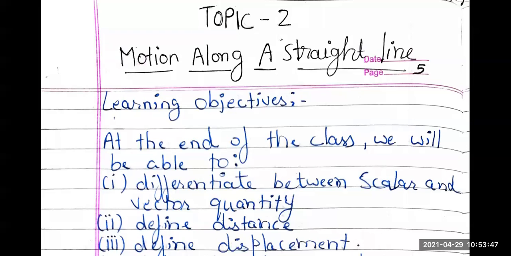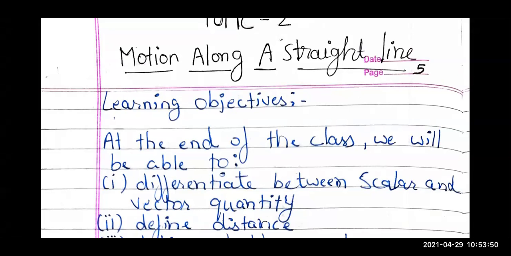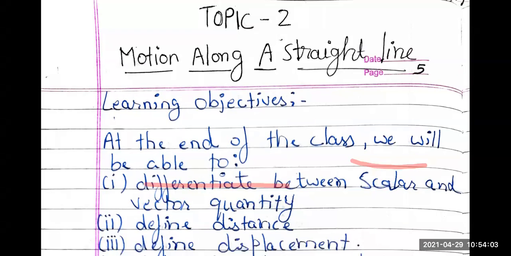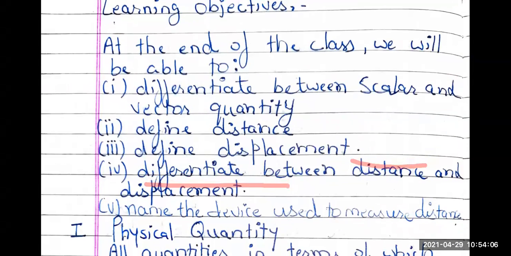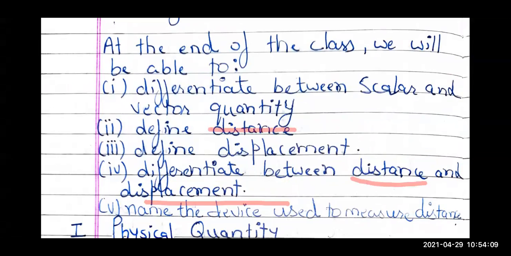So, children, when the class is over, you will be able to define scalar quantity and vector quantity, means you will be able to understand the difference between a scalar and a vector quantity. You will be able to define distance and displacement, and differentiate between the two terms. You will be able to name the device which is used to measure distance. So these are the objectives which you should be able to achieve at the end of the class. So be very attentive, children, right?